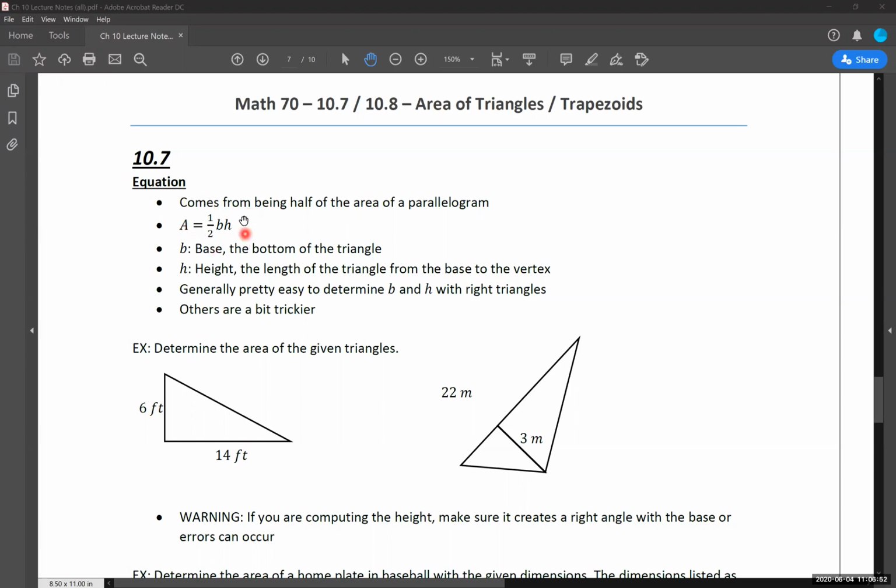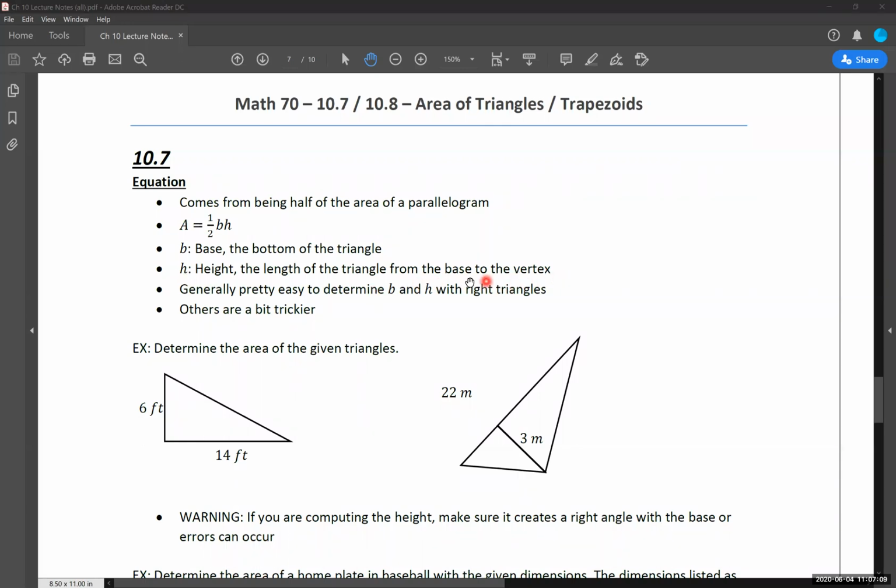If you're ever told to find the area of a triangle, this is your go-to, always and forever. The B is going to represent the base, the bottom of the triangle, and H represents the height, the length of a triangle from the base to the vertex.